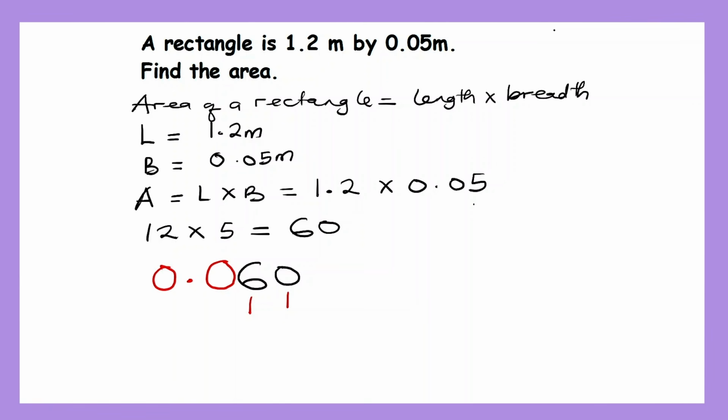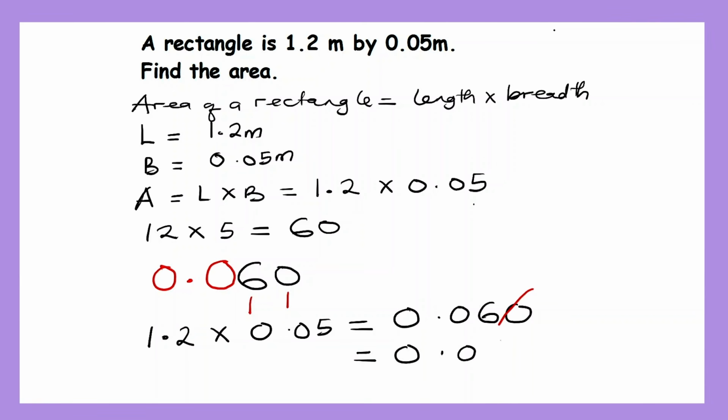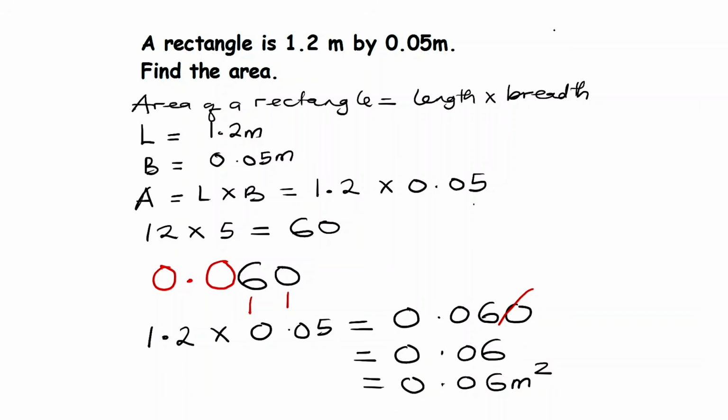So it therefore means that 1.2 multiplied by 0.05 will be equal to what? 0.060. Of course, the 0 after the decimal is insignificant. So we're going to be having 0.06 as our final answer. And because we are talking about area, it's going to be 0.06 meter square. This will bring us to the end of the lesson.